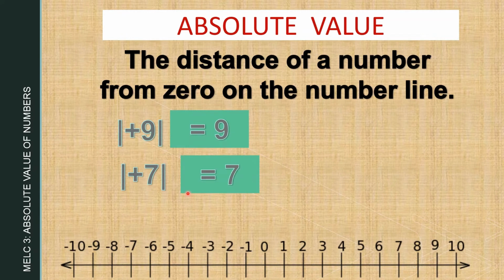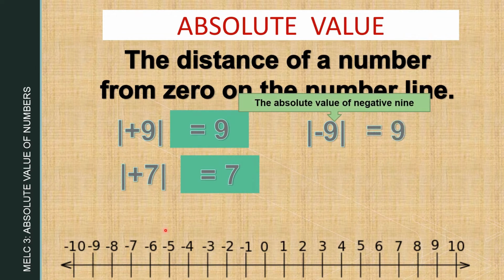Now, let's take a look at this. This time it's the opposite of the positive 9. So the absolute value of negative 9 is, you know that negative 9 is on the left side of 0. Counting from negative 9, we will get 1, 2, 3, 4, 5, 6, 7, 8, 9 units. So starting from 0, that's 9 units. It's very clear that negative 9 is also 9 units away from 0. It's just the same distance as the positive 9.